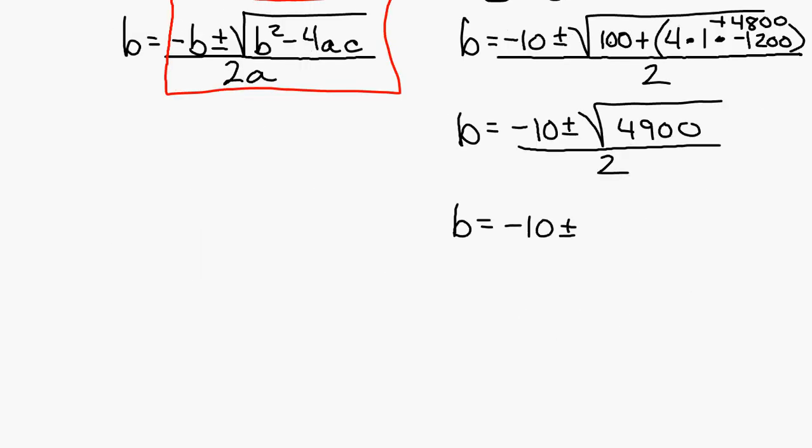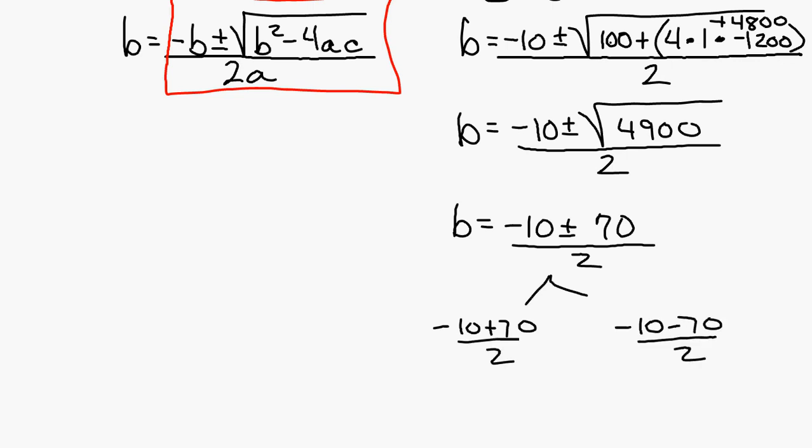Alright, so you got to break this apart now. You got negative 10 plus 70 over 2, and you got negative 10 minus 70 over 2. Negative 10 plus 70 is 60, divided by 2 is 30. Negative 10 minus 70 is negative 80, divided by 2 is negative 40.